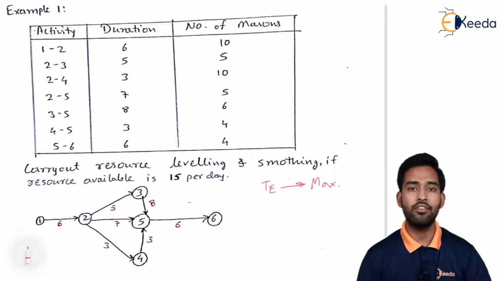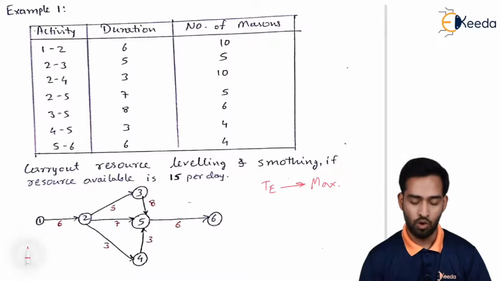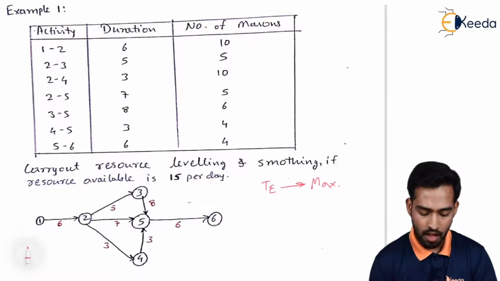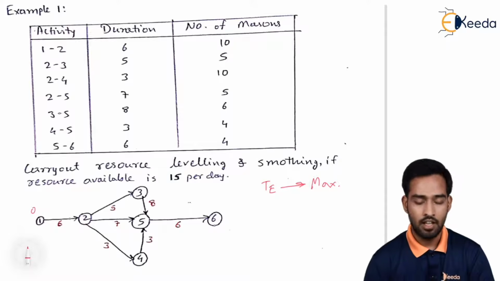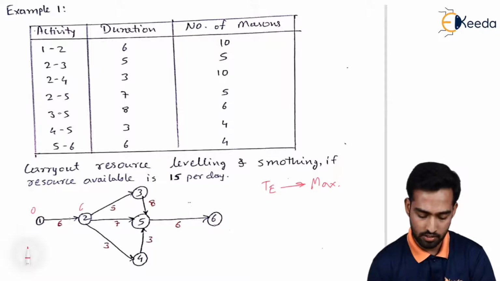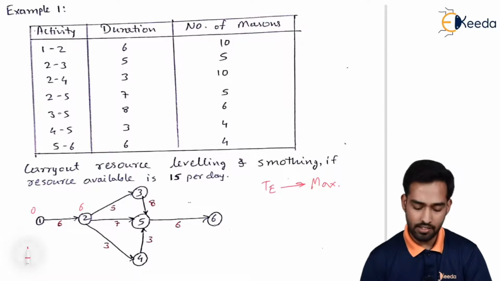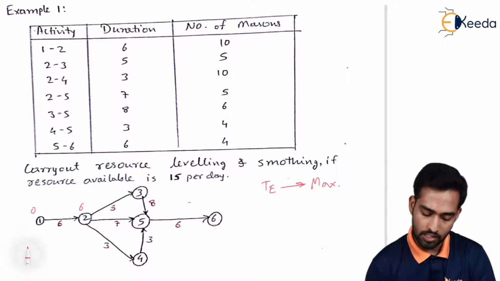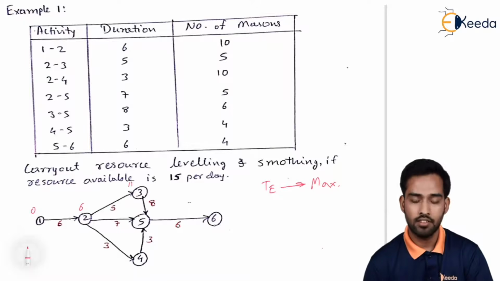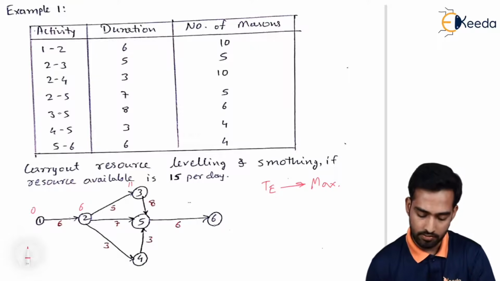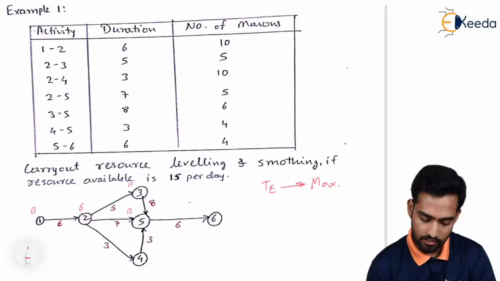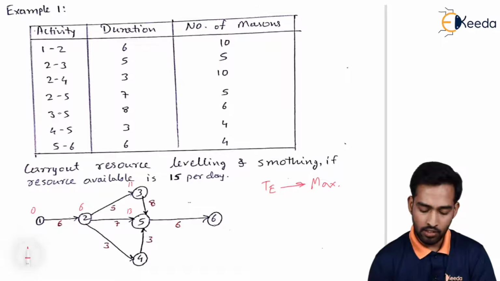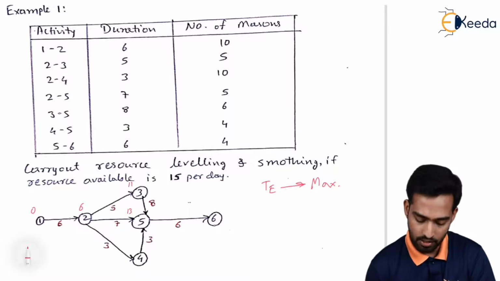Starting from activity 1 or node 1. On node 1 we have 0 time. So 0 plus 6 will give us 6. Now as we can see, from the second node we are having 3 activities. So 6 plus 5 will give us 11. 6 plus 7 is 13. Then 6 plus 3 will give us 9.